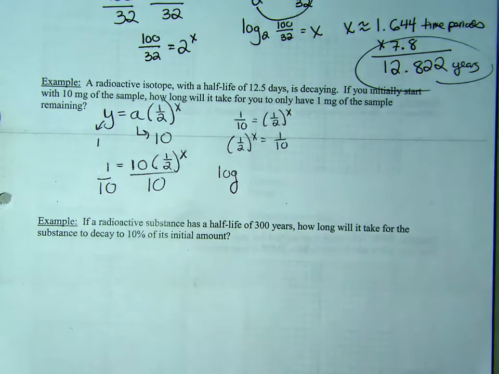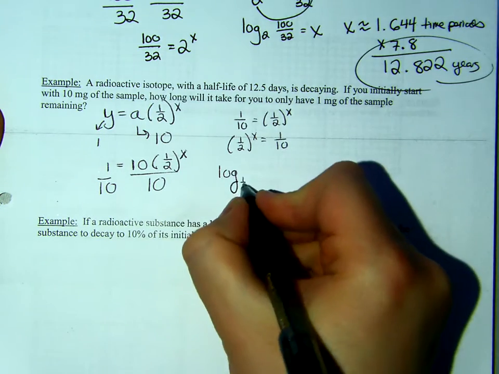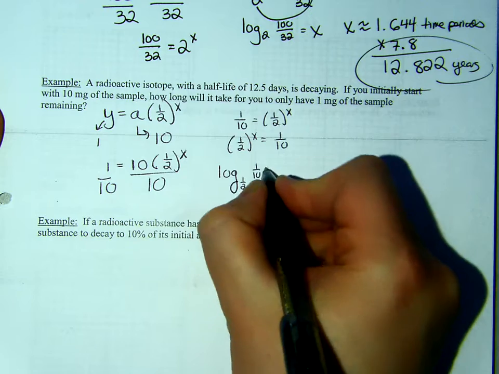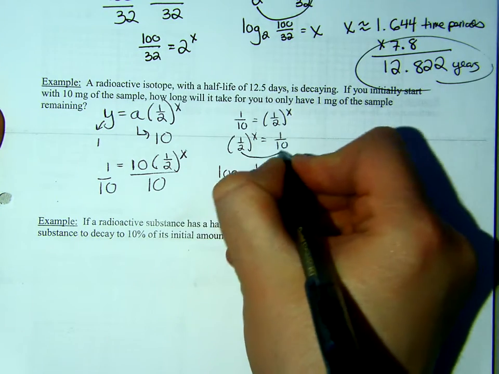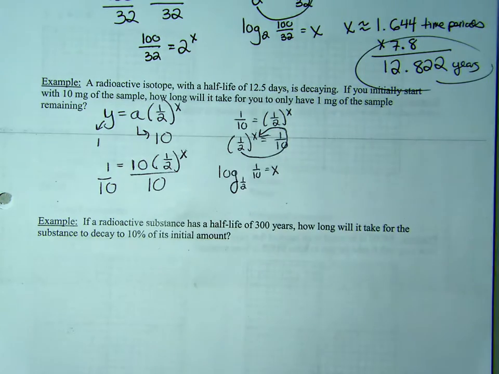Log base what? 1/2. Log base 1/2 of 1/10 equals x. If you do the little looping thing, we've got that. Now go to your calculator and type that problem in. Let's get an answer on the calculator. So log of 1 divided by 10, divided by log of 1 divided by 2. I get 3.32192809.